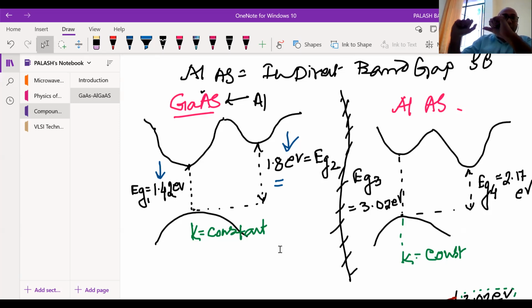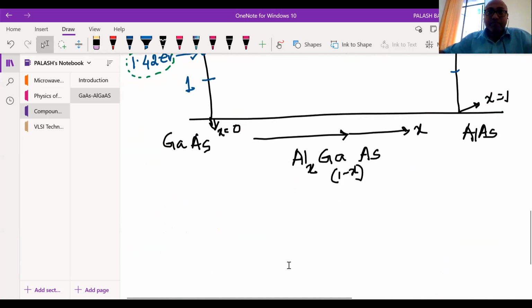And how are you mixing, in terms of the band diagram? We are mixing aluminum, which means your X value is increasing. X means this value, so this value is increasing, right? When X is equal to 0, it's pure gallium arsenide. When you increase the X value, like 0.1, 0.2, 0.3, you are mixing aluminum into the gallium arsenide, and accordingly something is happening.